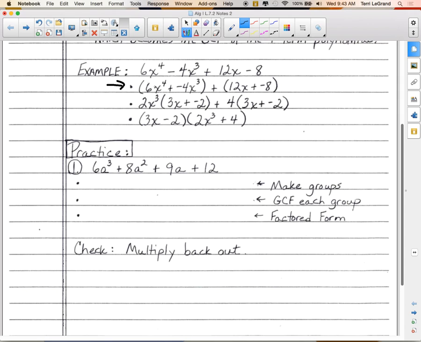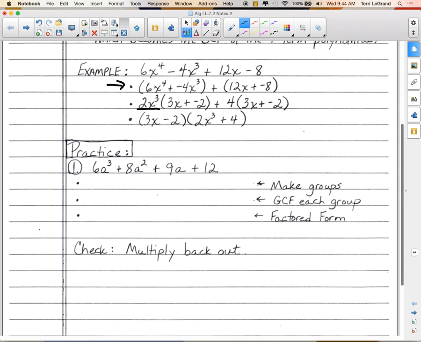Trust me, if you don't do this, I keep saying it's going to go bad, but it's really going to go bad, okay? So just change any subtraction to add the opposite while you're making your groups, okay? So do that first and then put your parentheses around. So notice I say the GCF of this first group is 2x cubed.